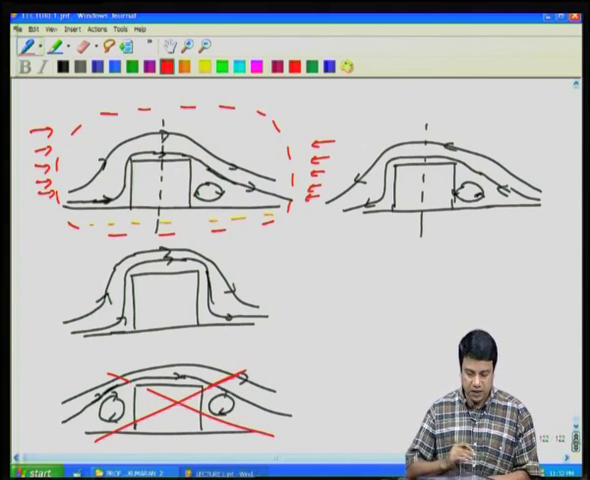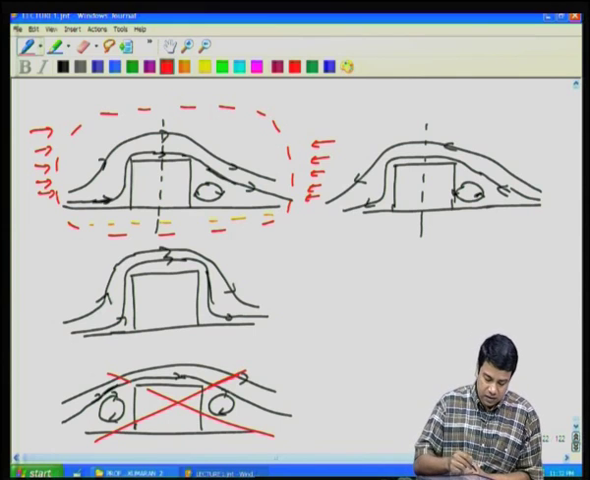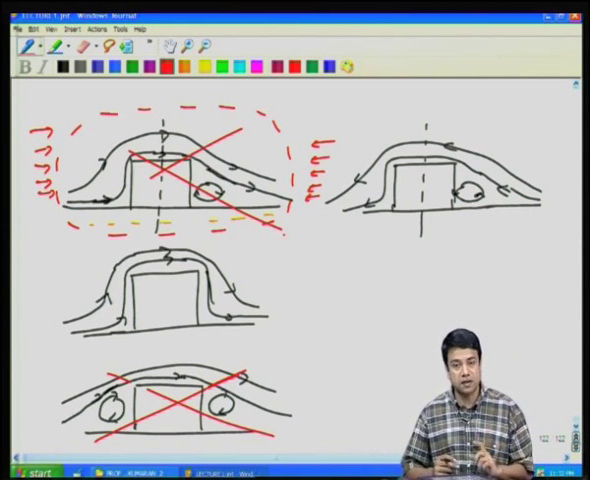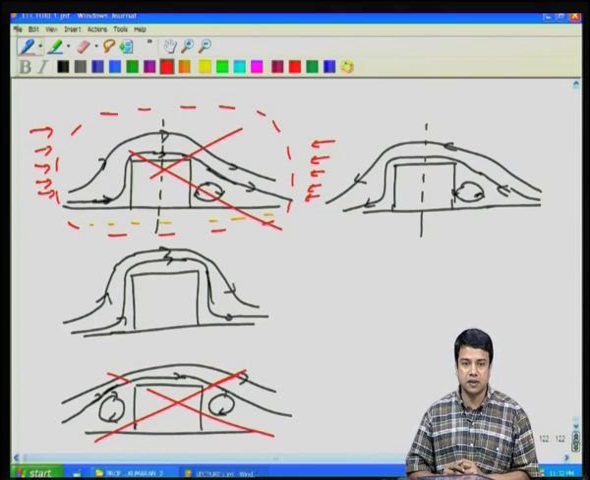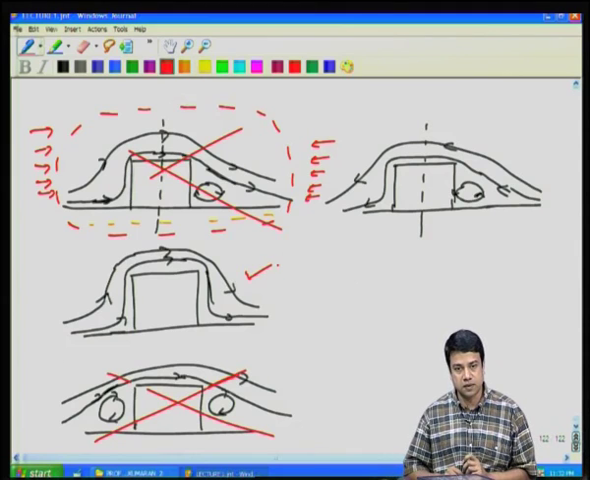So, the requirement of linearity itself imposes some strict conditions on the kinds of flow that you can get. This is clearly not a flow that can happen at low Reynolds number, because it does not satisfy the condition of reversibility and linearity, whereas this is a possible flow profile at low Reynolds number.